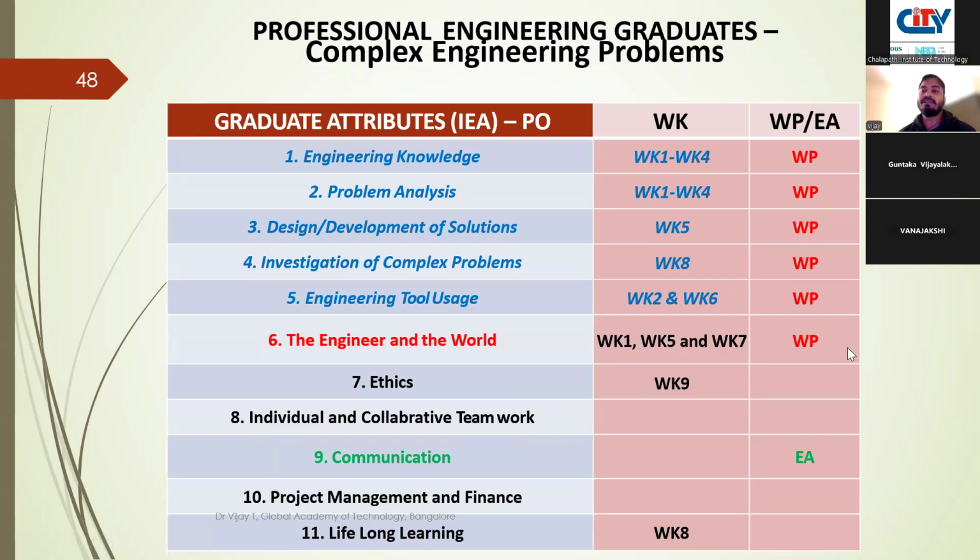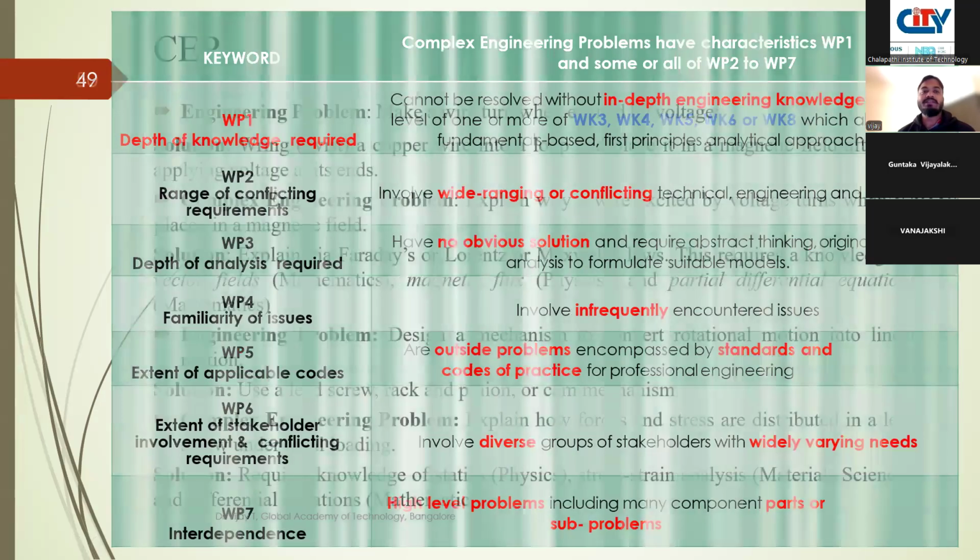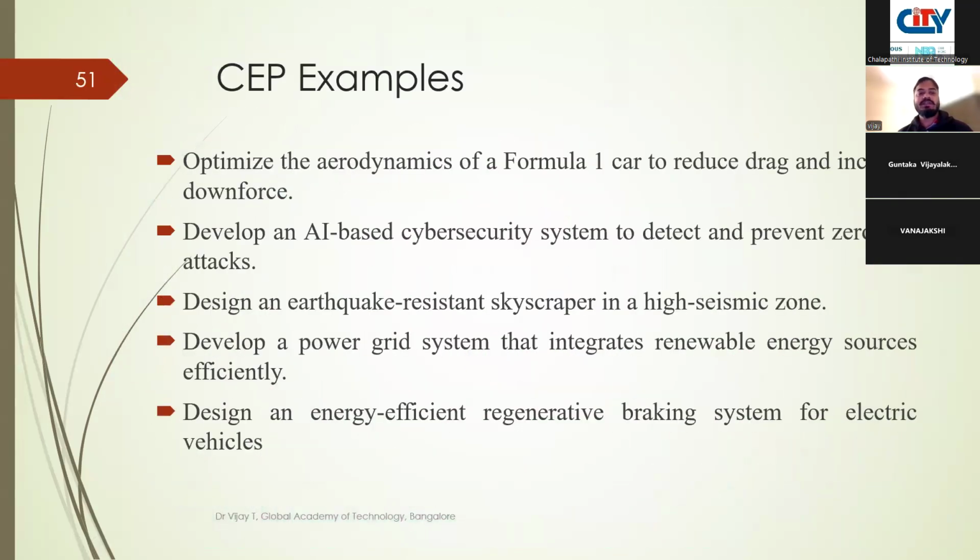So, engineering activities, there are 5 in number given by GAPC 4.0, which we need to look into. So these are just the statements, complex engineering problems.